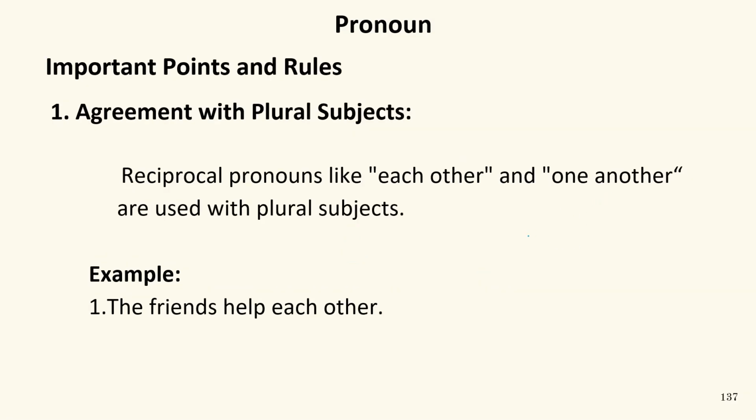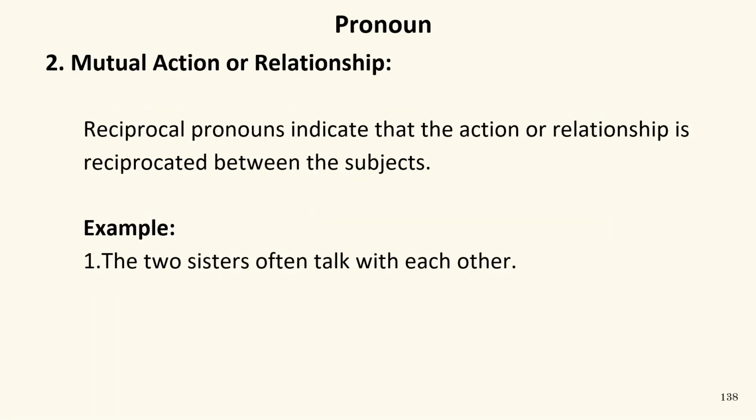Now, reciprocal pronouns like each other and one another are used with plural subjects. Why so? Because each other is used for two, which is plural, and one another is used for more than two, which is again plural. So it is used at least for two, and two is also plural. That's why they always take plural nouns or plural subjects with them.